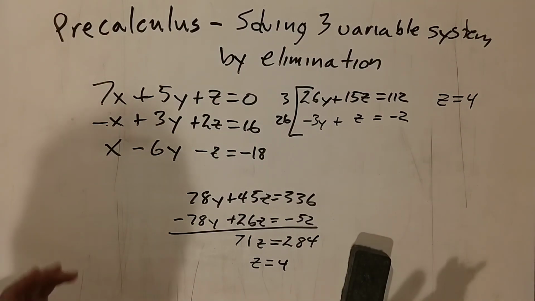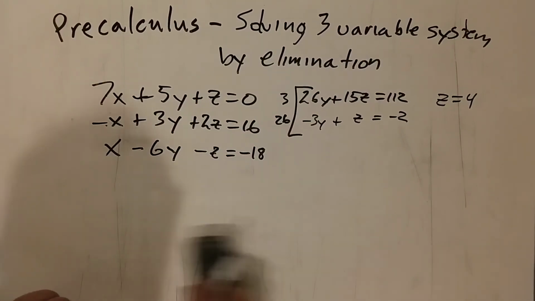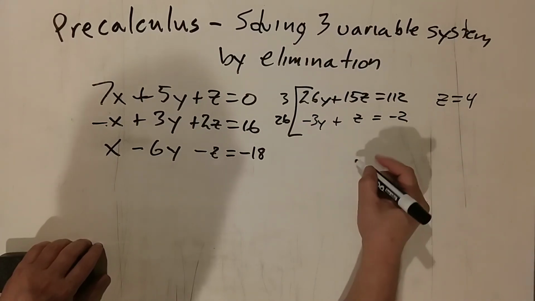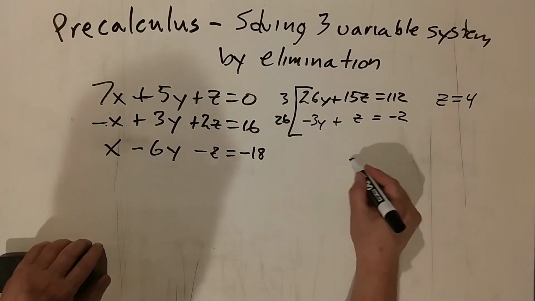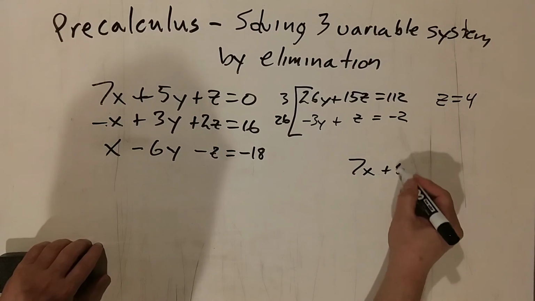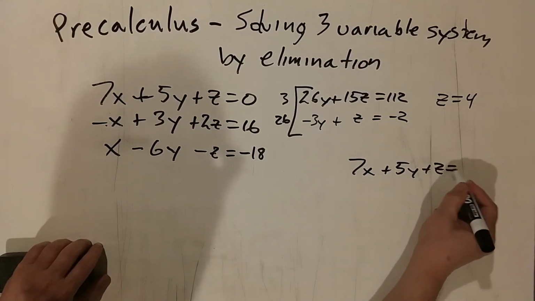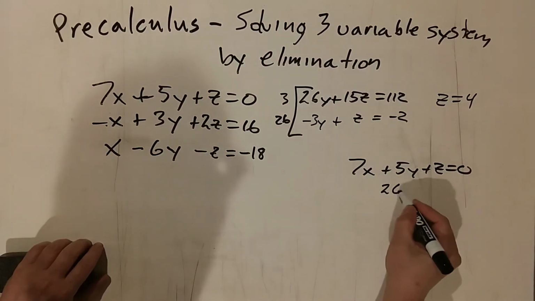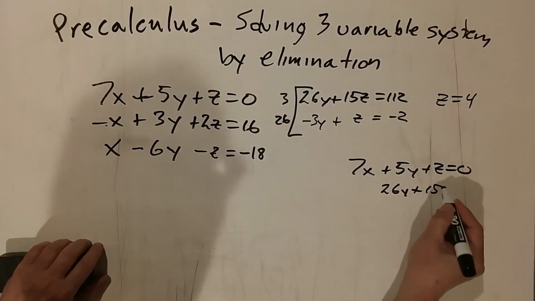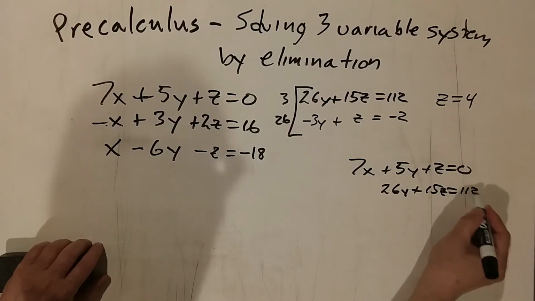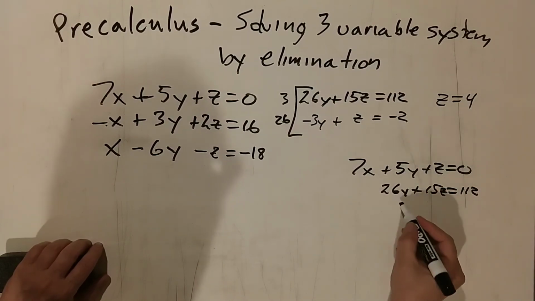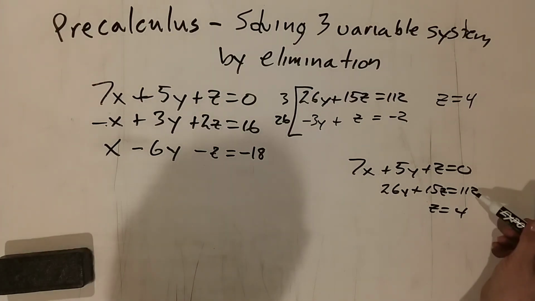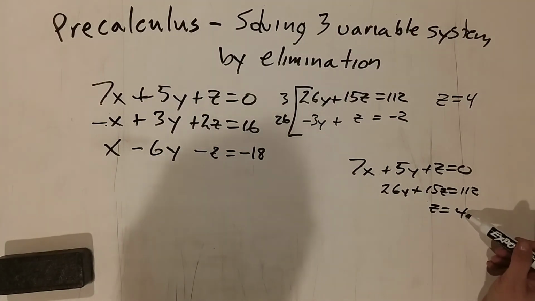I have now basically solved the system. It's just a matter of substituting. Again, just for future reference, we can now rewrite the system this way. 7x plus 5y plus z equals 0. The next equation would be this one, 26y plus 15z equals 112. And the last equation would be z equals 4. Notice descending number of variables, and now we can substitute back.